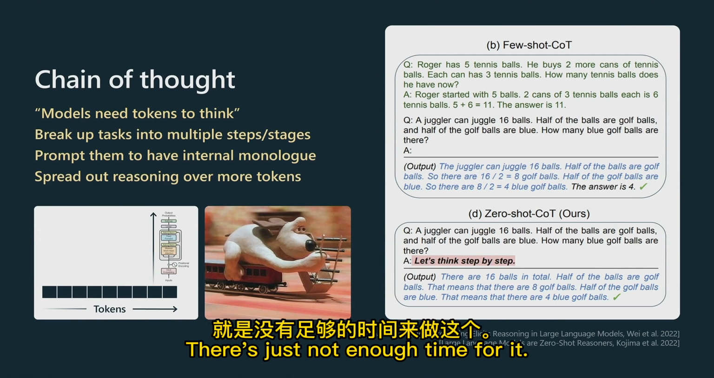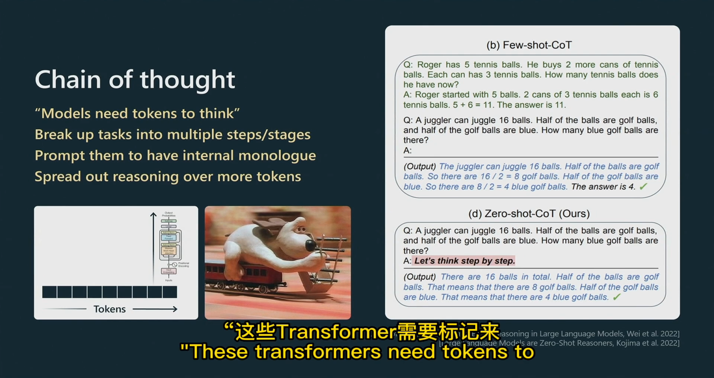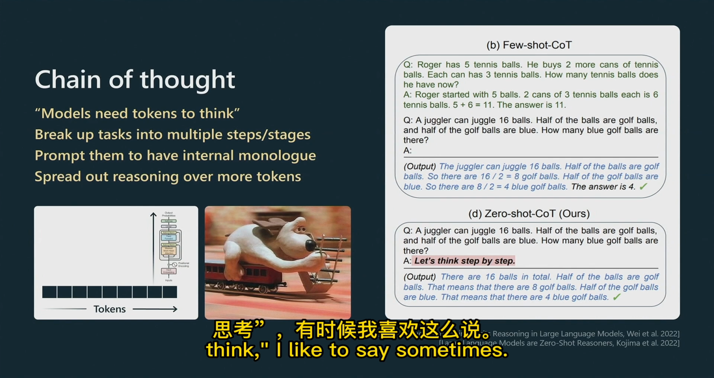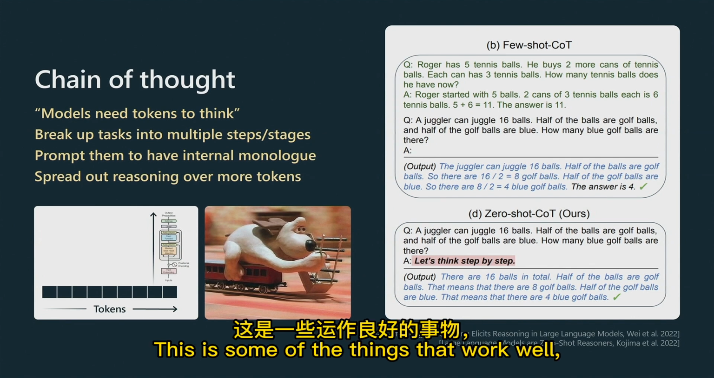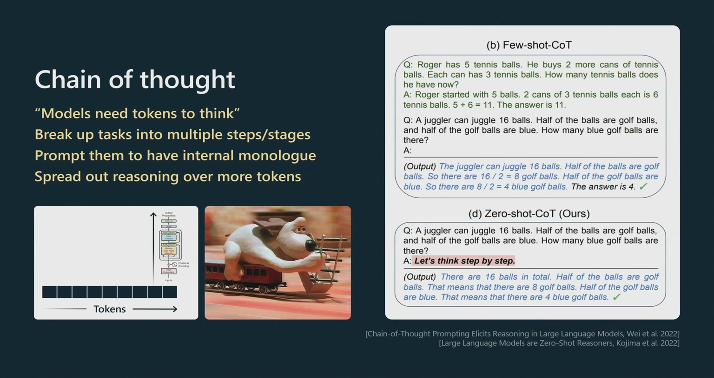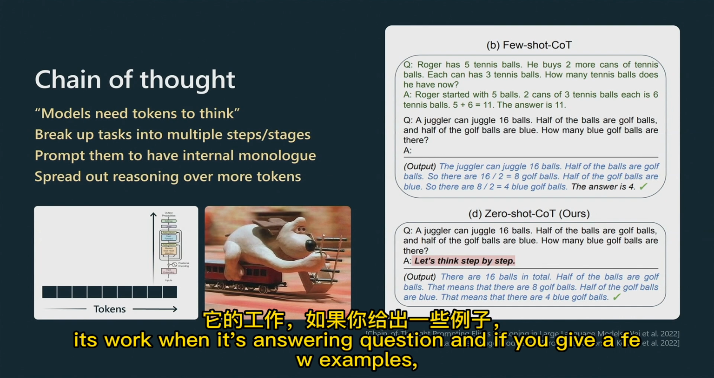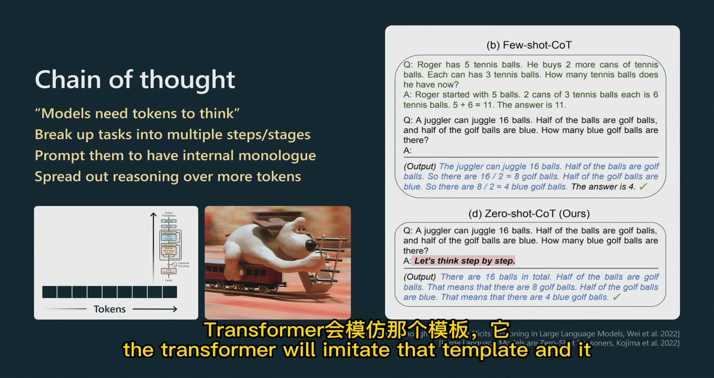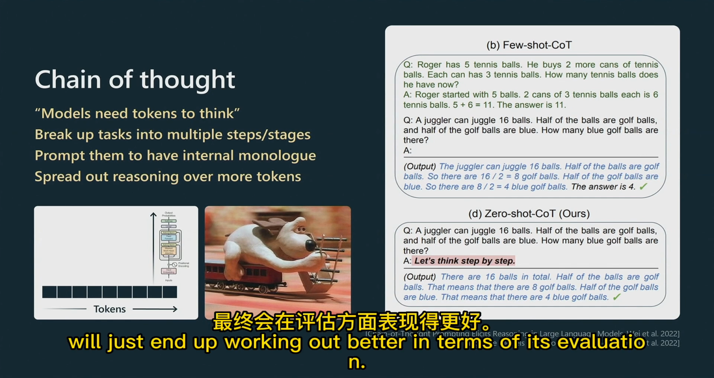There's just not enough time for it. These transformers need tokens to think, quote unquote, I like to say sometimes. And so this is some of the things that work well. You may, for example, have a few-shot prompt that shows the transformer that it should show its work when it's answering a question. And if you give a few examples, the transformer will imitate that template, and it will just end up working out better in terms of its evaluation.